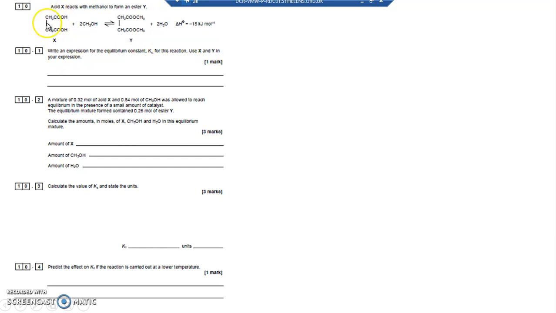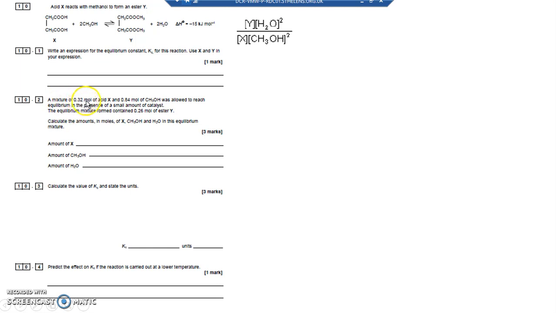So I'm replacing this dioic acid, butane dioic acid rather, with X, and I'm replacing this diester with Y. So my equilibrium constant is the concentration of Y multiplied by the concentration of H2O squared, divided by the concentration of X and divided by the concentration of methanol squared.